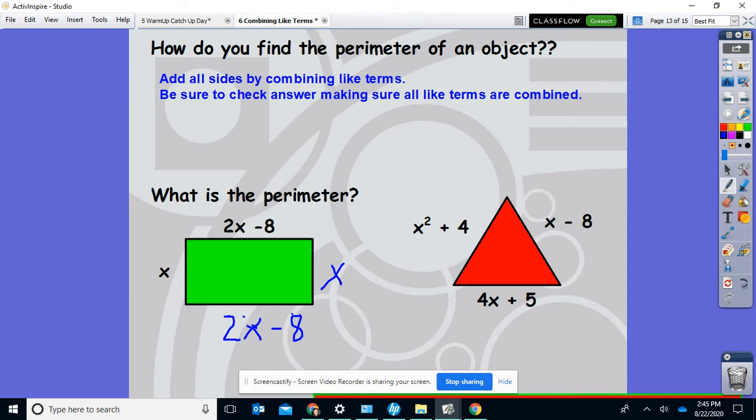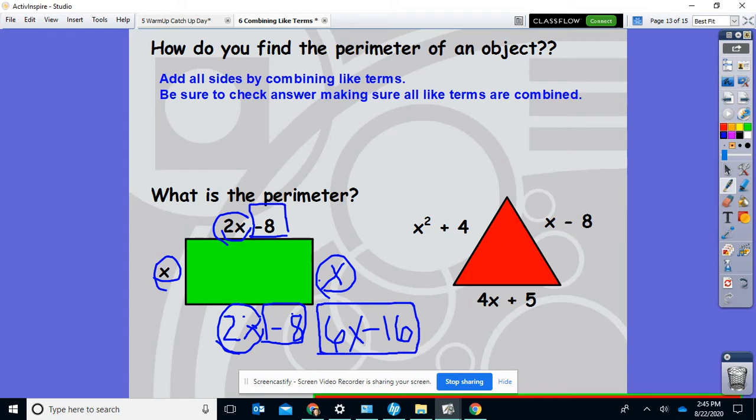So we want to add everything around the outside that has an x. So I want to combine 2x, x, 2x, and x. So how many x's does that give me? Right, that gives me 6x. I'll write it right here. And then my whole numbers. I've got a -8 and a -8. So that gives me -16. So my perimeter for the green rectangle, my answer is 6x minus 16.